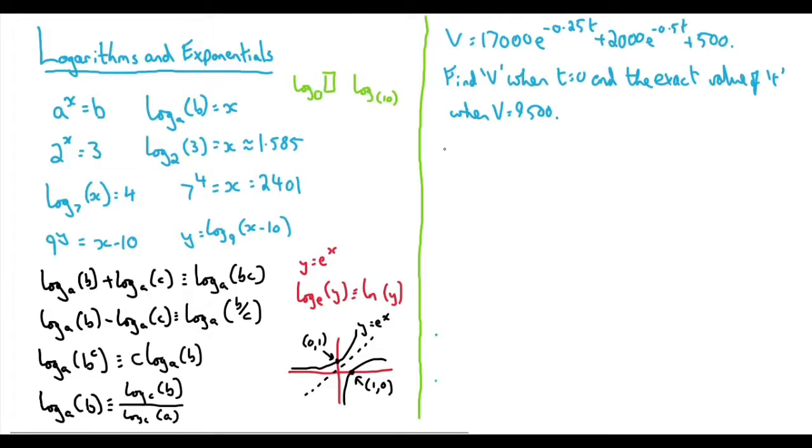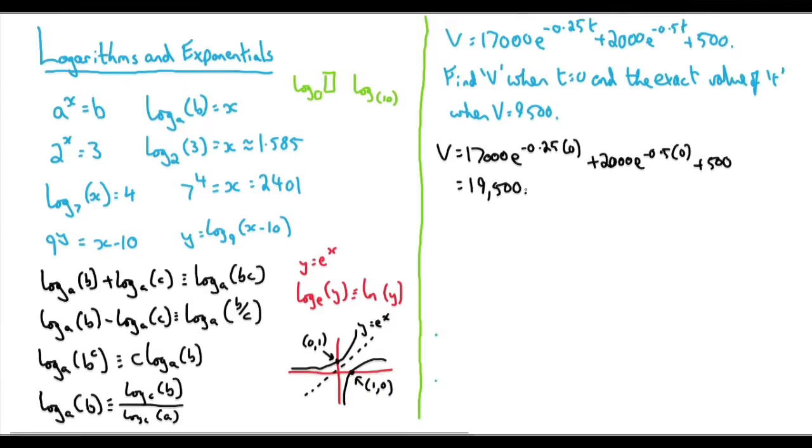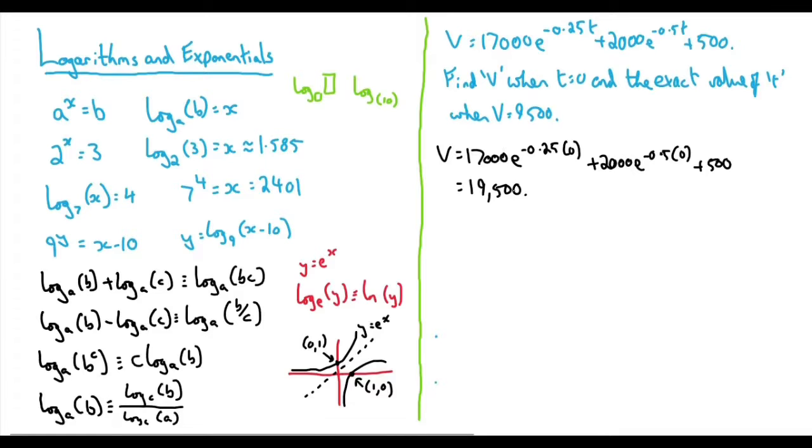Either way though, we'll get that v equals 17,000 e to the minus 0.25 lots of 0 plus 2,000 e to the minus 0.5 lots of 0 plus 500. If you were to put that in a calculator, you would find that v equals 19,500. For the second part of the question, though, this is where those tricks of manipulating this equation are going to have to come in.